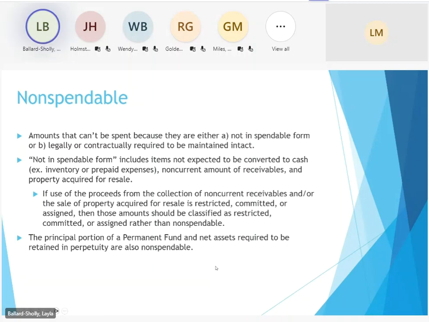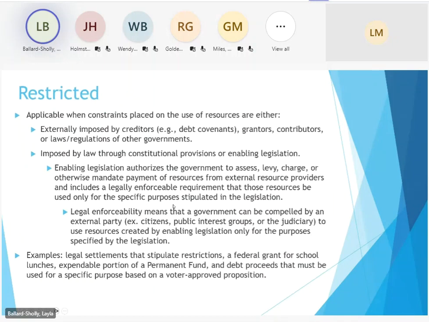If you have proceeds from the collection of non-current receivables or the sale of property acquired for resale that's restricted, committed, or assigned, then those amounts would be classified as restricted, committed, or assigned, and not non-spendable. So that's one little exception to that.